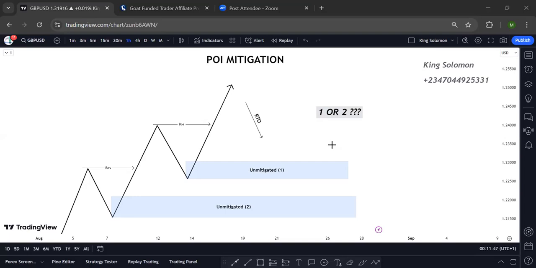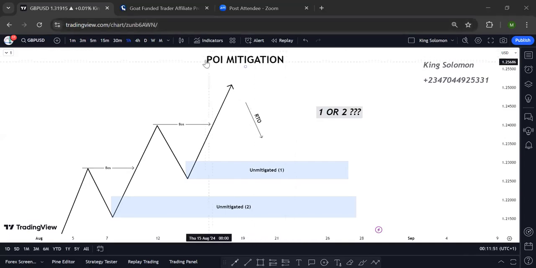POI mitigation. I'm sure you all know some of these things already, right? POI means point of interest. And when we talk about point of interest in the market, we're talking about the various zones or levels that we take interest in before placing an order, or the various levels of zones we want to take orders from, be it buy or sell. So these points of interest are actually split into a lot.